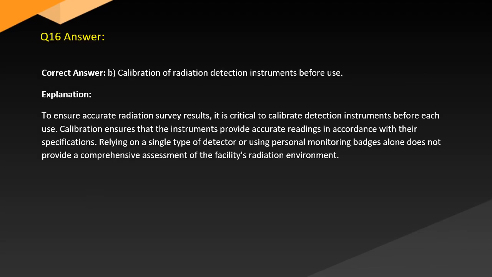Answer. Correct answer, B. Calibration of radiation detection instruments before use. Explanation. To ensure accurate radiation survey results, it is critical to calibrate detection instruments before each use. Calibration ensures that the instruments provide accurate readings in accordance with their specifications. Relying on a single type of detector or using personal monitoring badges alone does not provide a comprehensive assessment of the radiation environment.